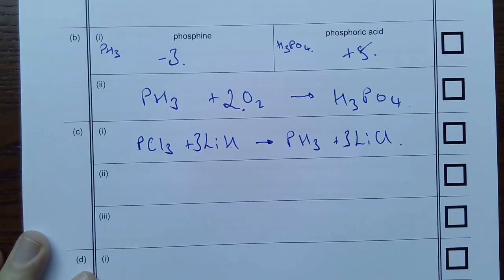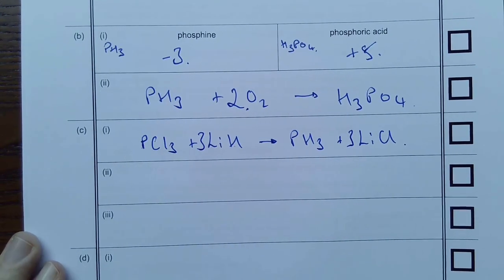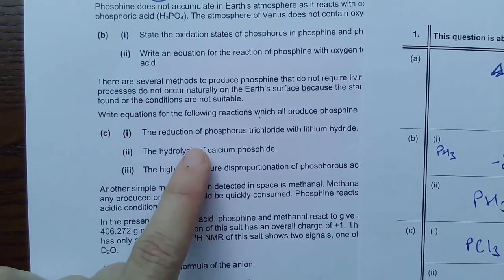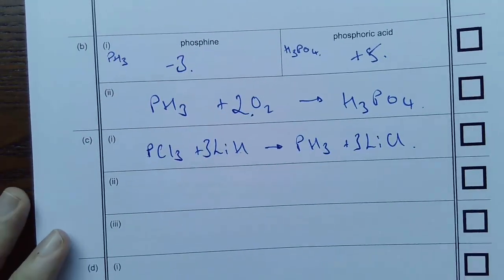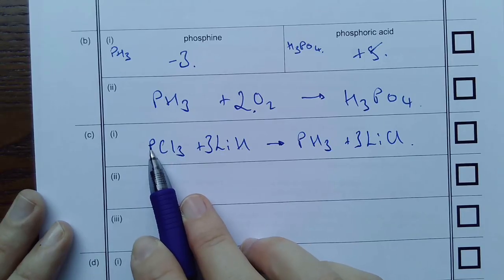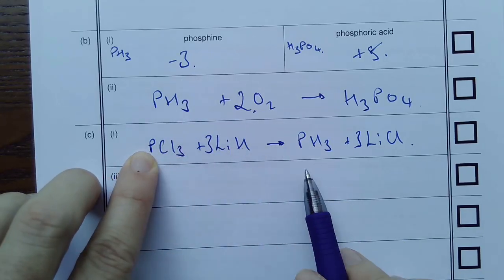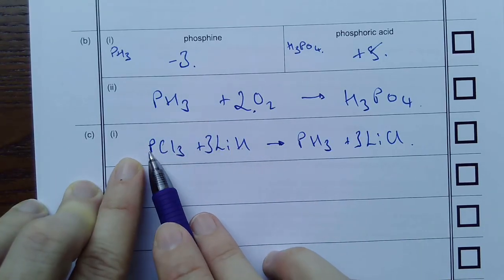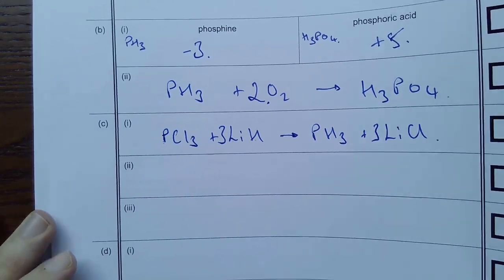Fine. And if we want, we can just double check that this is going to give us a reduction. It does say the reduction of phosphorus trichloride. So here, chlorine would be -1, which means phosphorus would be +3. But we've already established that in phosphine it's -3. So we've gone from +3 to -3. So we have indeed reduced it.